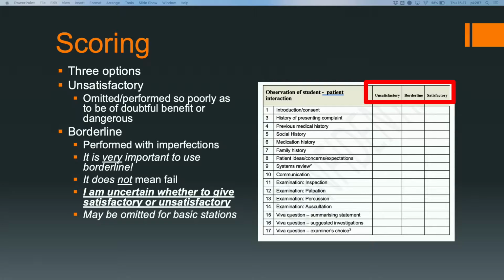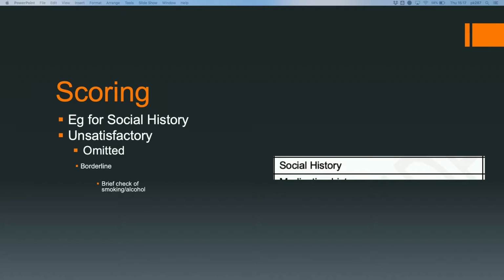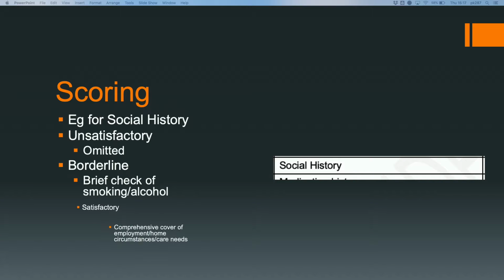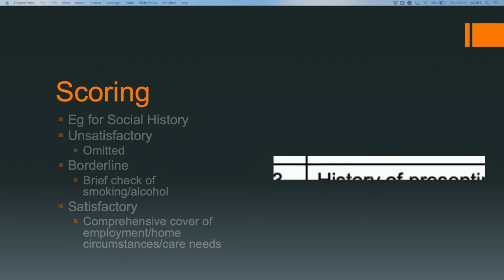Some of the more basic stations, we may not give you that option. And satisfactory means performed to an acceptable standard. So, for example, for social history, unsatisfactory would be omission. A borderline mark would be the student's just done a brief check of smoking or alcohol, and a satisfactory mark would be a comprehensive coverage of employment, home circumstances and care needs.